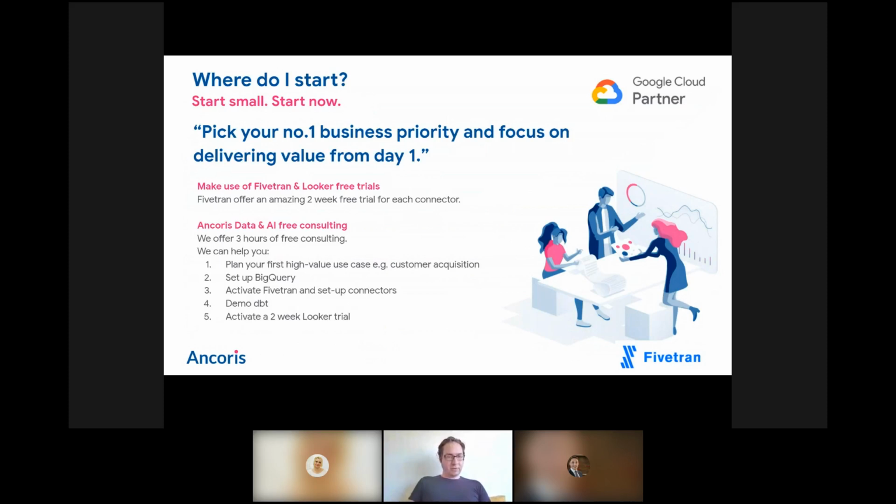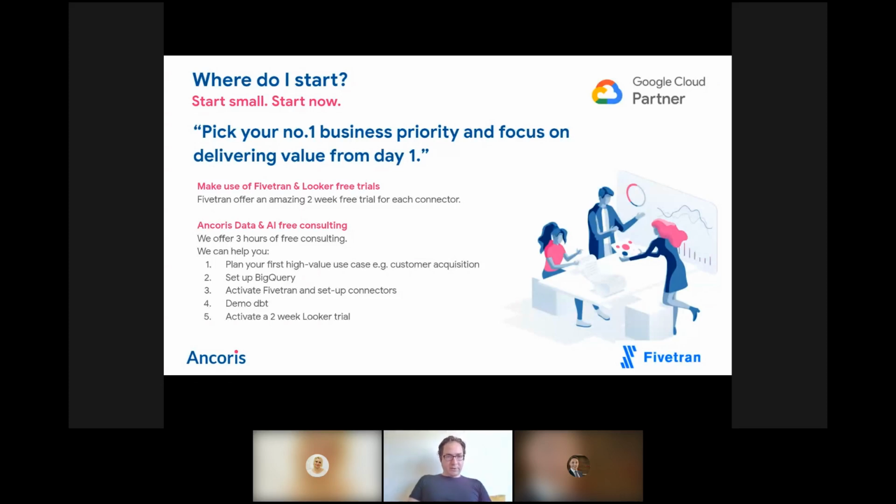In addition, we as a team at Chorus Data and AI offer 3 hours of free consulting, and that allows us to help you. We could even help you pick your first high value use case. For example, you might want to look at customer acquisition. We'll help you set up BigQuery. We'll help you activate the Fivetran trials and set up the connectors. We'll demo DBT. We can help set up the DBT packages that come with Fivetran.